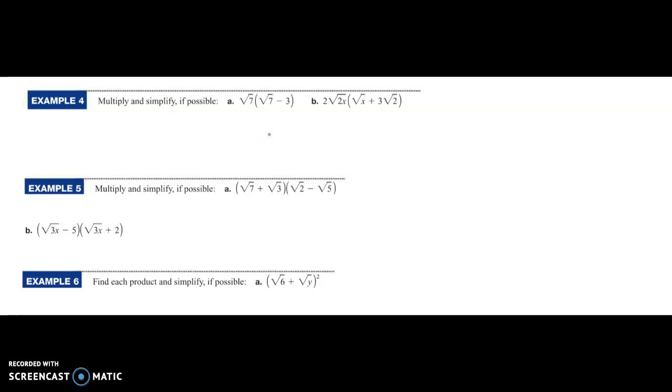But what happens when I distribute, like in A, if I distribute the square root of 7 times the square root of 7 minus 3? You're just going to keep in mind that magic trick that I just said. Square root of 7 times square root of 7, boom, plain old 7, minus 3 radical 7. And that's as simple as this gets right here, because I can't simplify it. 3's on the outside of the radical, 7's underneath the radical. That's as simple as it gets.